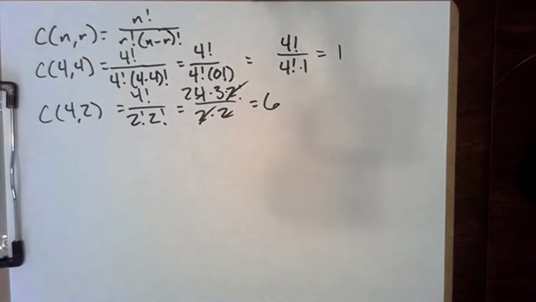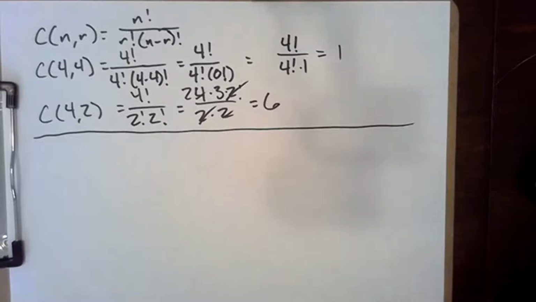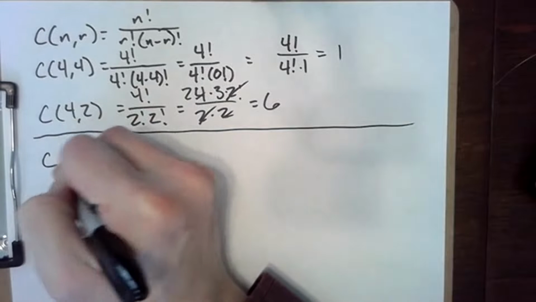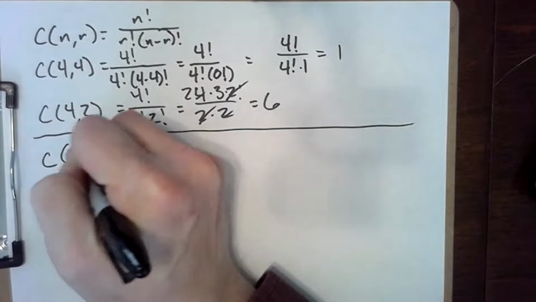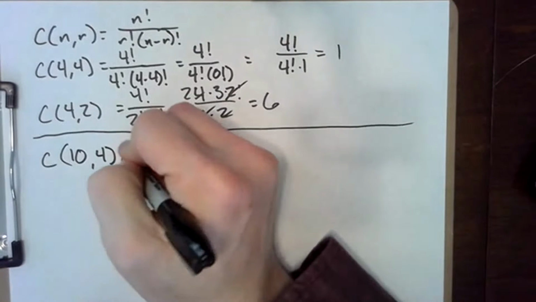Next up, we're asked to find: a Senate investigation subcommittee of 4 members is to be selected from a Senate committee of 10 members. Determine the number of ways in which this can be done. Well, here the order doesn't matter. We're just picking 4 members of the committee to serve on the subcommittee. So we're going to use our combinations formula again. That gives us C(10,4).